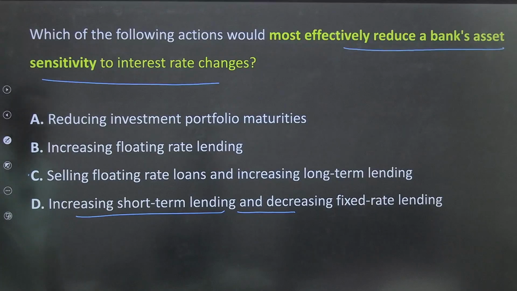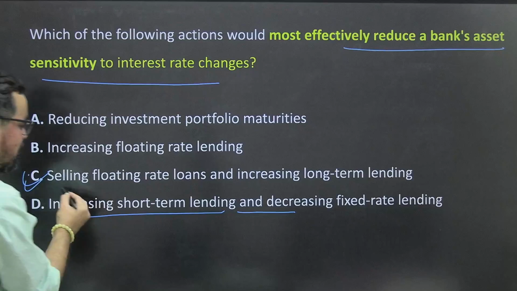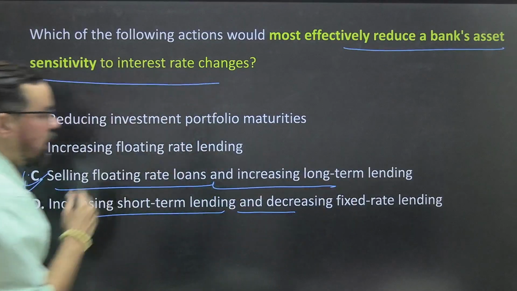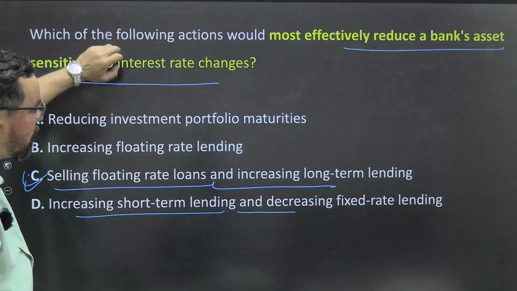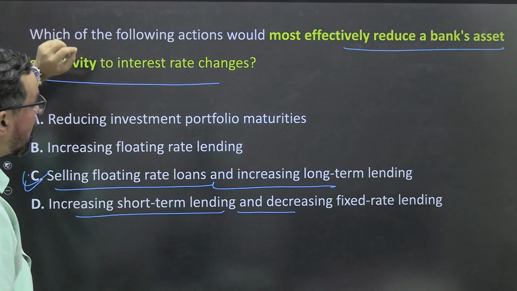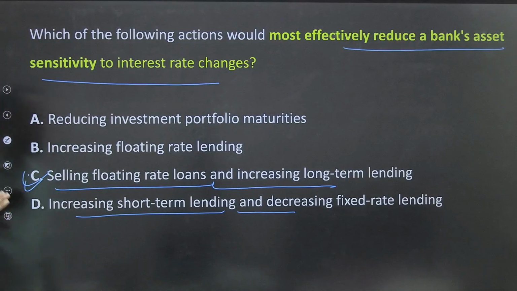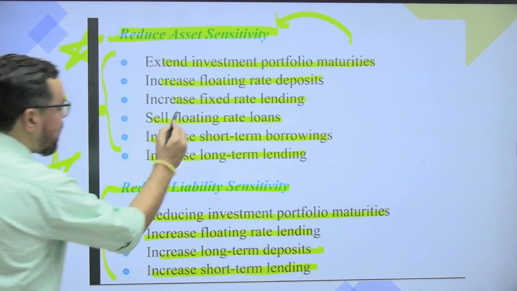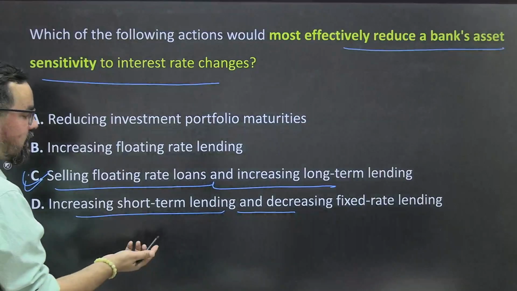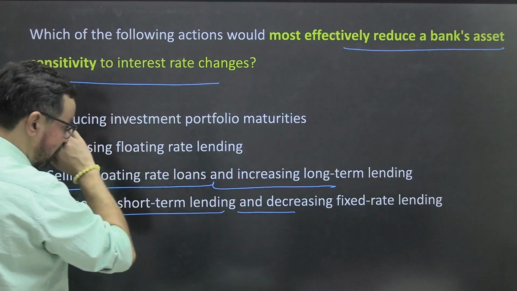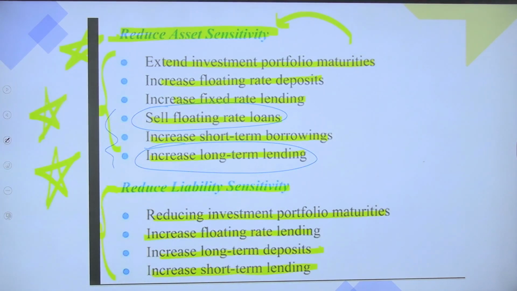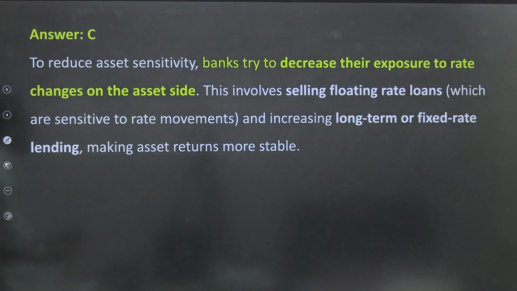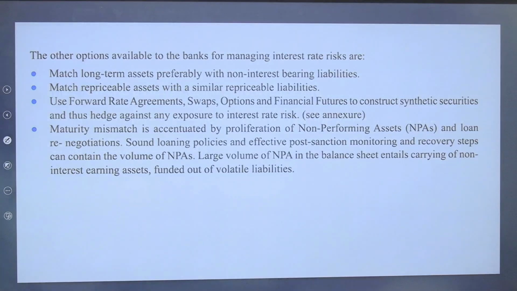So selling floating rate loans and increasing long term lending was correct. Here again comes asset side sensitivity. The question is around asset side sensitivity to interest rate change. Selling floating rate loans, and the other part is increasing long term lending. So these were the 2 points we discussed. You have to prepare well in this way, so this will help you out here.